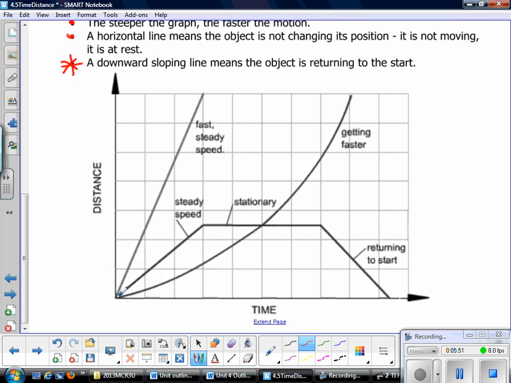We have this other one which is getting faster because it's not constant. We have a steady speed, we have stationary, and this is return to the start. So if you notice when I talk about returning to the start, what's happening here is the height, in other words the y, comes back to the starting place. Okay, so let's look at a few examples of this.